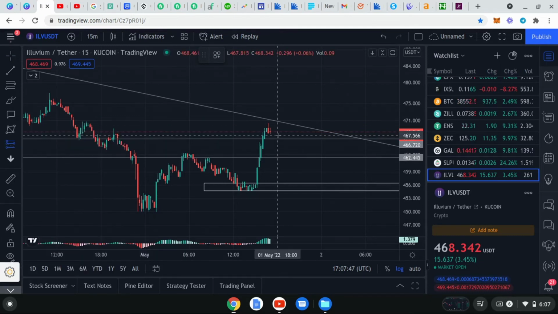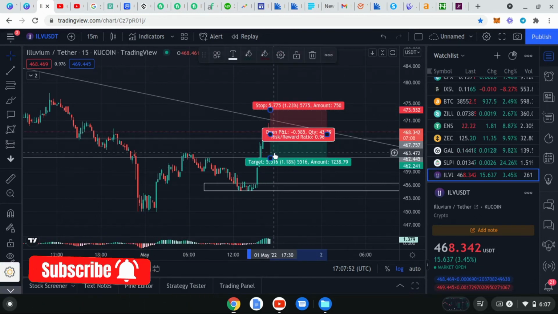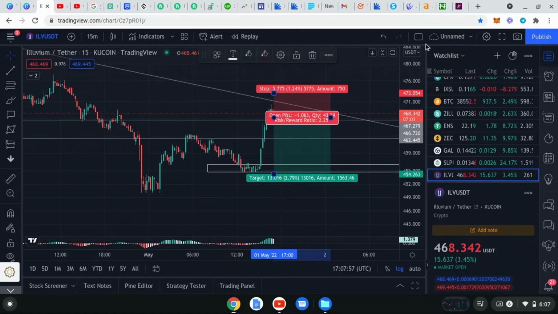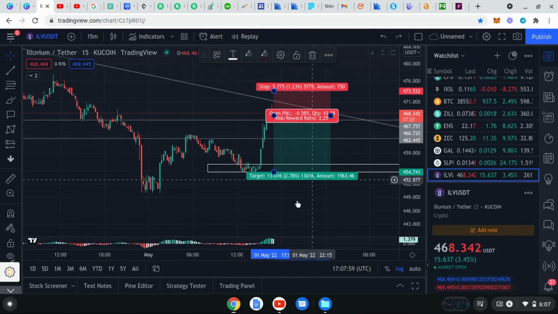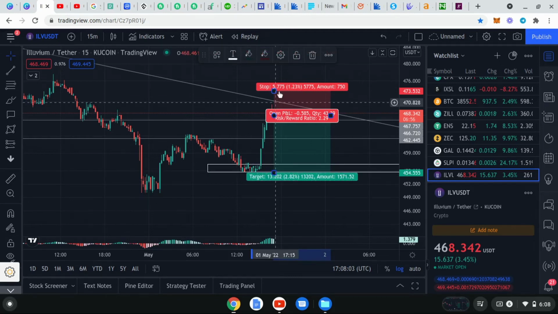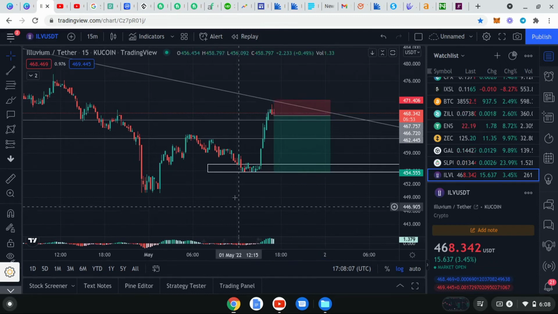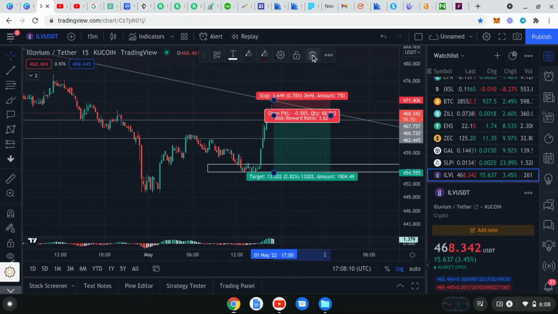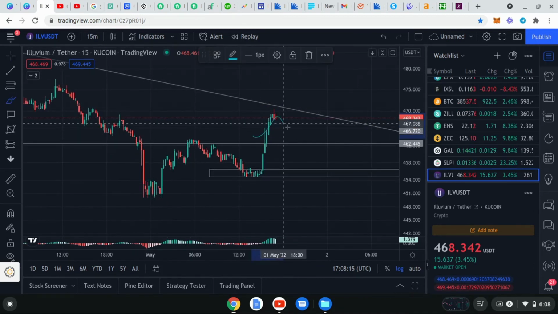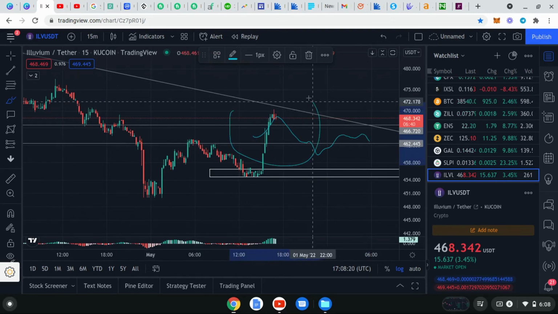Some more aggressive traders could have entered here, because this is a candle confirmation at the resistance, and you just target this demand zone as take profit and put the stop loss just above here. You can also take the trade like this, but I don't trade like this. I'm still looking for extra confirmation inside this resistance area, and inside this trend line here.